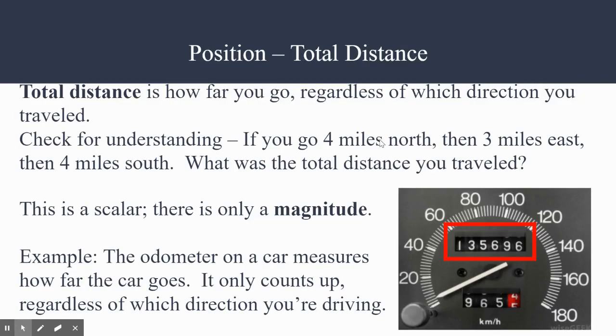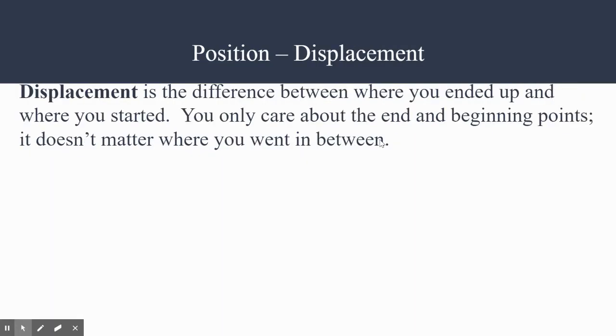Okay, so the next thing we're going to talk about is displacement. The definition of displacement is as follows: the difference between where you ended up and where you started. You only care about the end and beginning points. It doesn't matter where you went in between. That's unlike distance. It just matters where you began and where you ended. That's your total displacement.